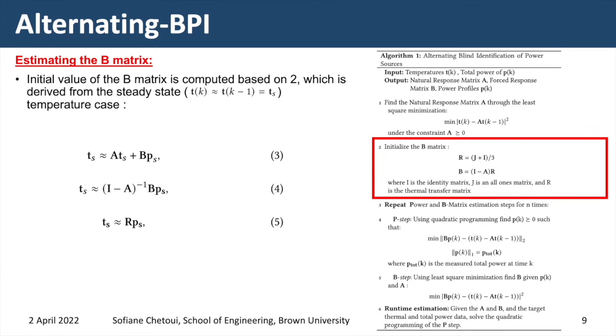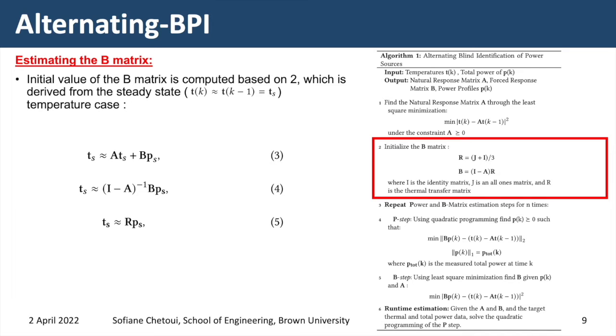under the constraint that the A matrix is positive. To estimate the B matrix, we start by making an initial guess about its value, then we can improve it later in steps 3, 4, and 5. To make an initial guess about the B matrix, we use the steady state case where the temperature at time k is equal to the temperature at time k minus 1, which gives us equation number 3 from our state space model, which can be further simplified to equation number 5, where the steady state temperature is equal to the R matrix times the power in the steady state case.